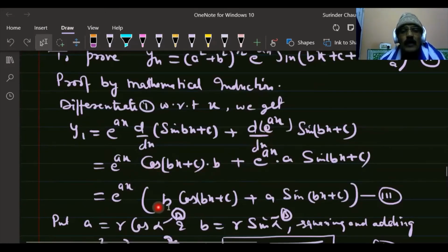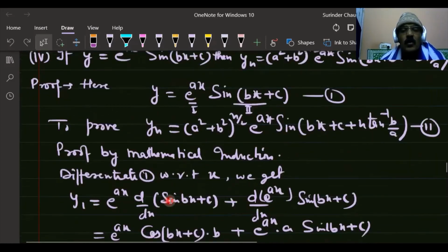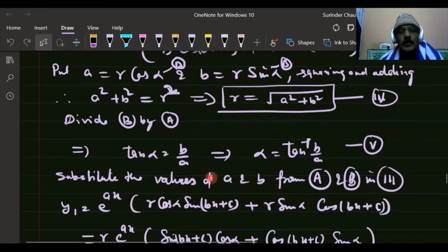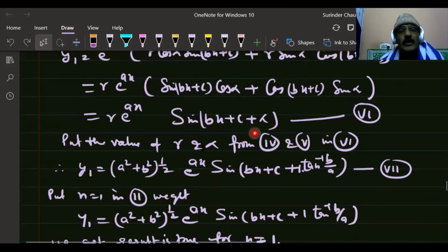This is equal to cos A cos B plus sin B sin A, that is cos(A plus B). It comes into cos as B is equal to R cos theta, A is equal to R sin theta. Right? So after coming to this, put in the different types.